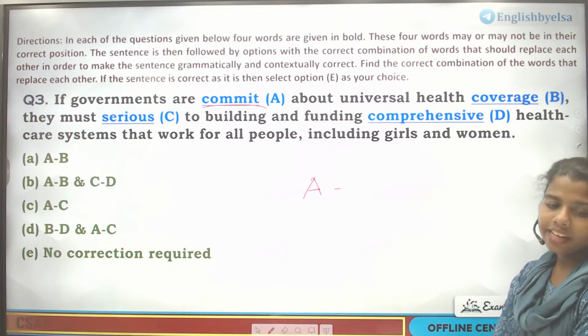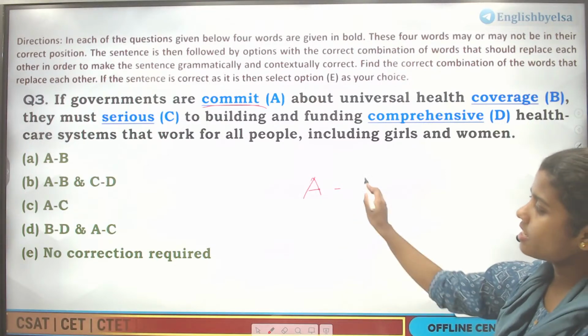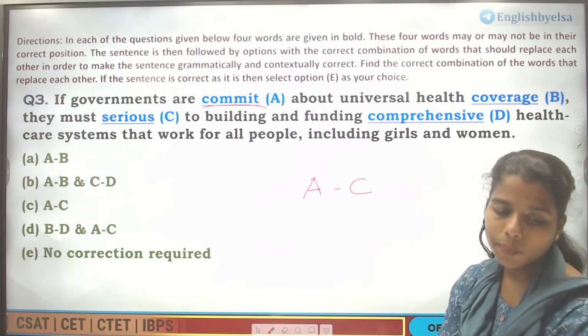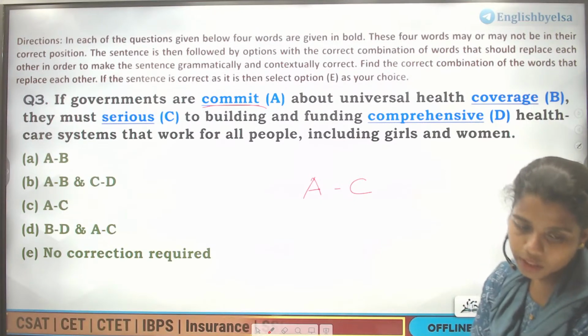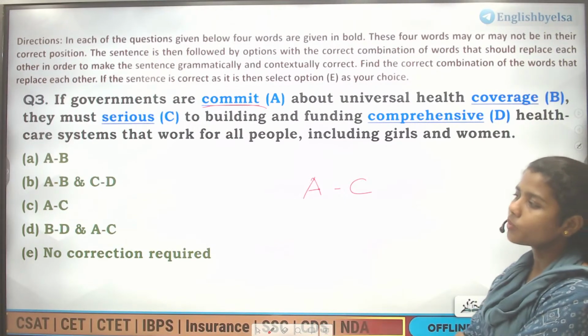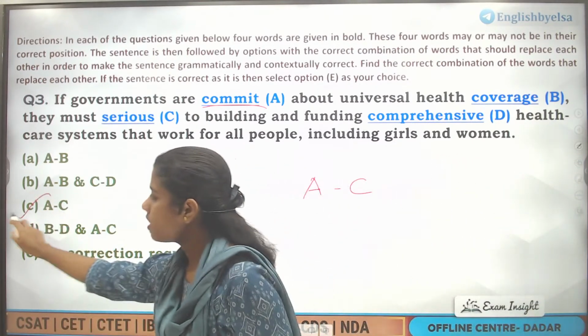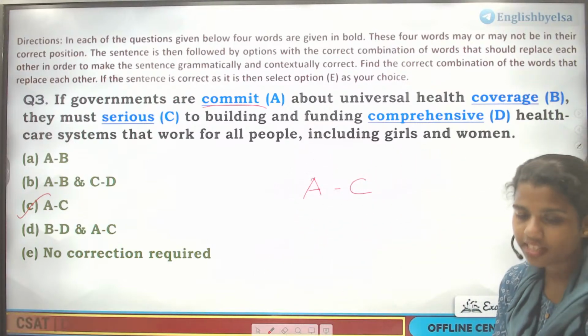About universal health coverage, they must serious to building. A with C, does it make sense? If governments are serious about universal health coverage, they must commit to building and funding comprehensive healthcare systems. That's absolutely correct. A with C, that is the only replacement required. Question number 3, option C is the correct answer.